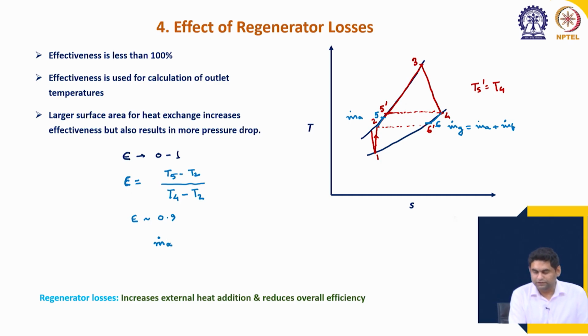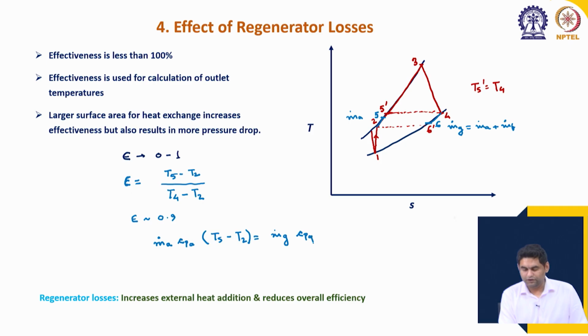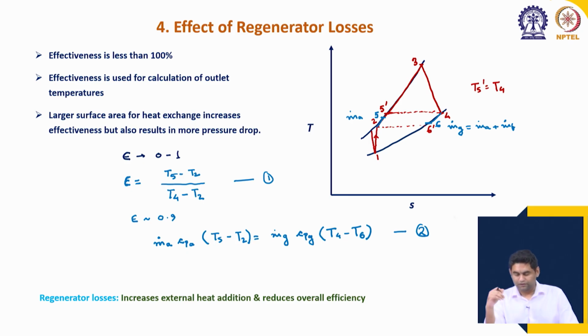So, if we consider these to have the equations more accurate, we will have m dot A Cp of air, because that is on the air side, times (T5 minus T2), equal to m dot G Cp of gas, which will be different, and we will analyze this later, times (T4 minus T6). So, along with the effectiveness equation we will use this for energy balance, and we can specify all the states from here.